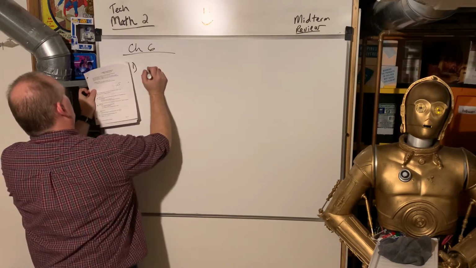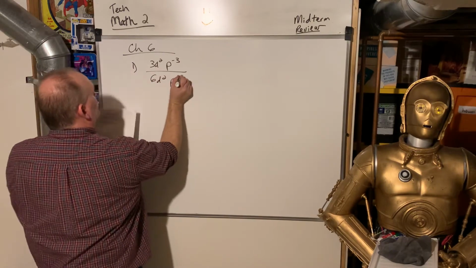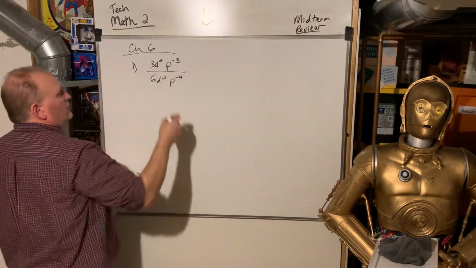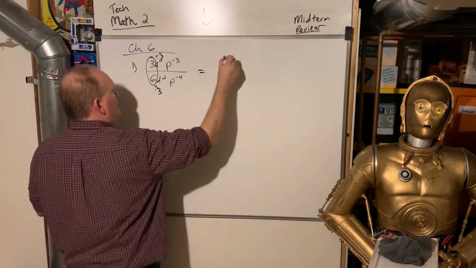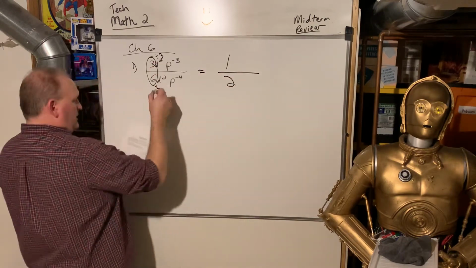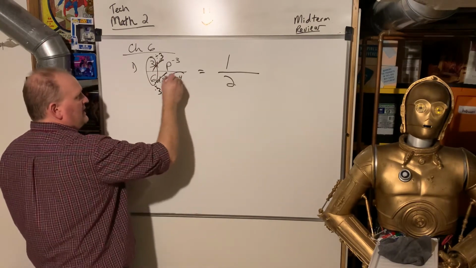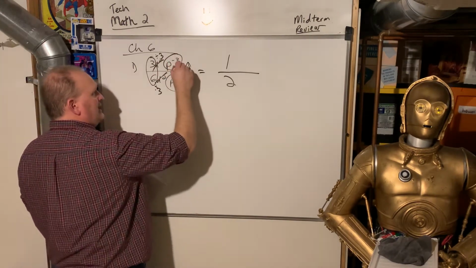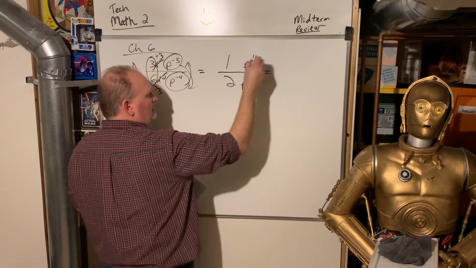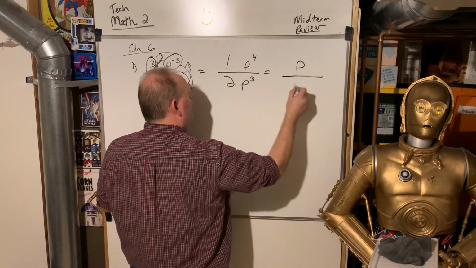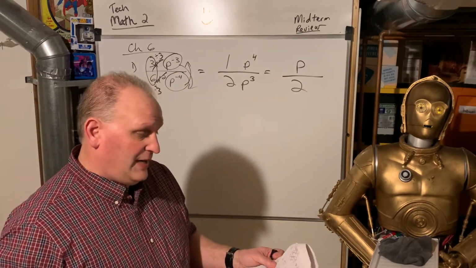We got 1, 3d squared, p to the negative 3 over 6d squared, p to the negative 4. So remember, we reduce the 3/6 like how you reduce all fractions. Divide by 3, divide by 3. So that is 1 over 2. D squared on top, D squared on bottom, so those all are gone. P to the negative 4 goes up on top. P to the negative 3 goes down on bottom. But now I still have to reduce those. So 4 on top, 3 on bottom. They cancel 1 for 1. 1 left on top. P over 2 is the answer for that problem.